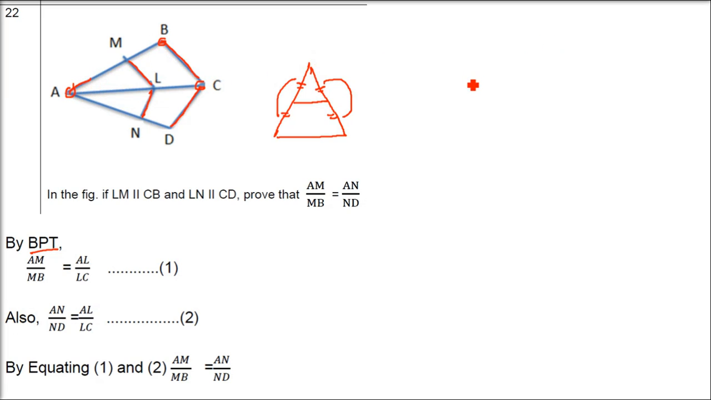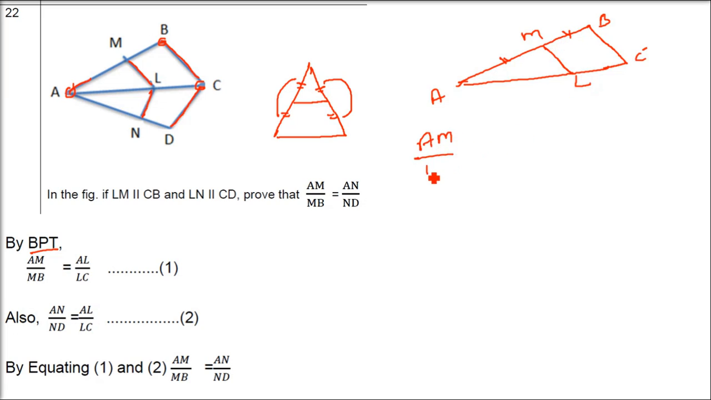So now let us take both the triangles separately. Taking triangle ABC first, or ACB you can call it. When we take this triangle, ML is parallel to BC. Now AM by MB will be equal to AL by LC. AM by MB equals AL by LC. Just see that AL by LC, this we are going to eliminate.